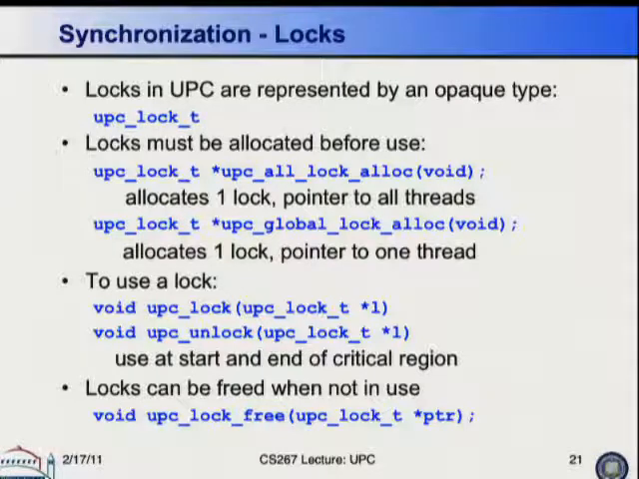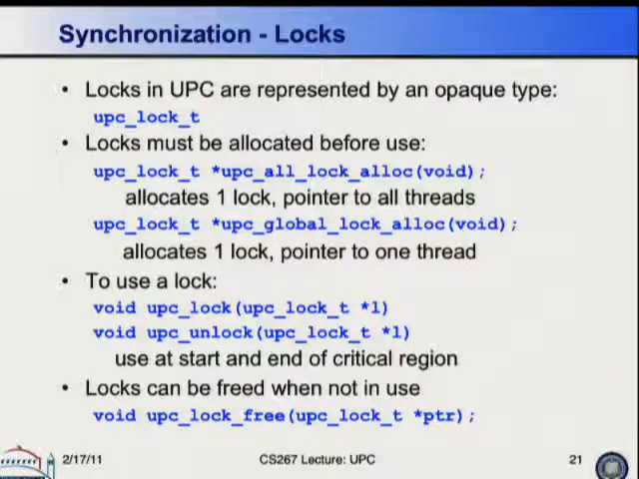and in OpenMP. So locks in UPC are what are called an opaque type in programming languages, which means we don't really get to know what's inside of the implementation of a lock, and we shouldn't really care. So there's just a UPC lock T type, which is the type of any variable that you allocate that you want to be a lock.